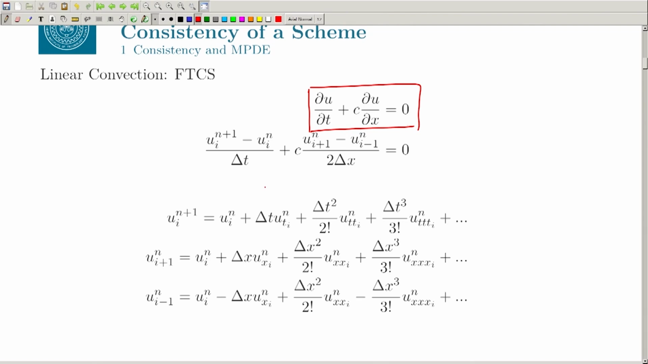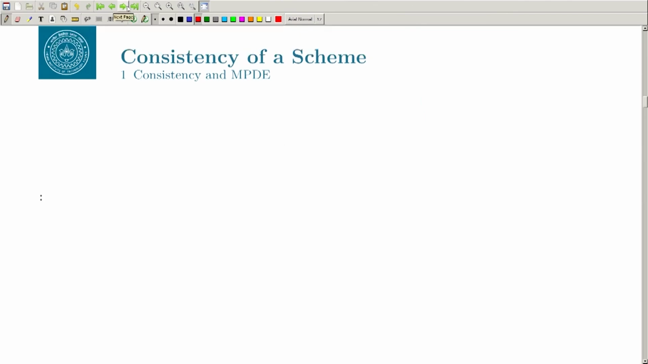So, if you try to do this in FTCS, work this out. Okay. So, we have a scheme del u by del t plus C del u by del x equal to 0. Okay. And we are doing it using the forward in time and center in space. So, this is basically (u_i^(n+1) minus u_i^n) by delta t plus C (u_(i+1)^n minus u_(i-1)^n) by 2 delta x is equal to 0.